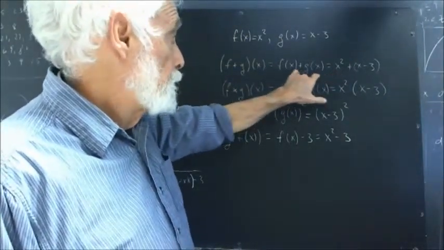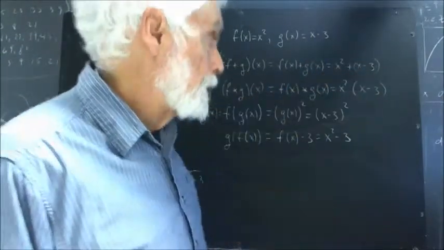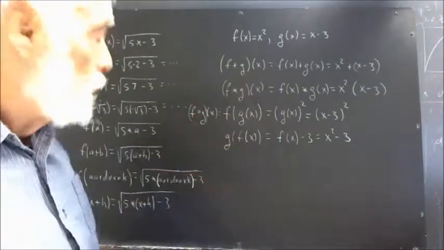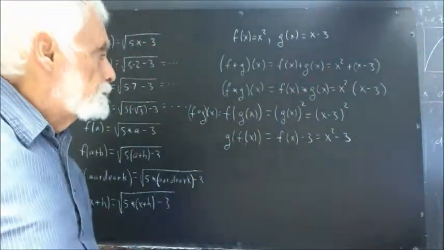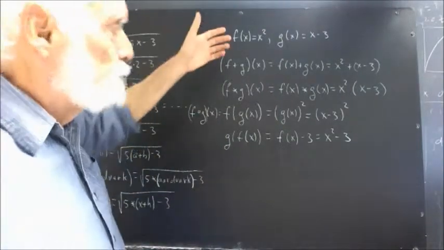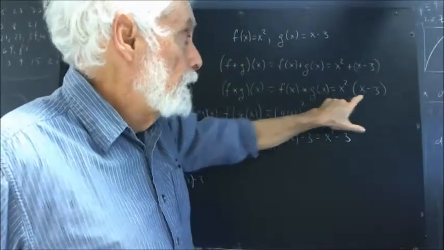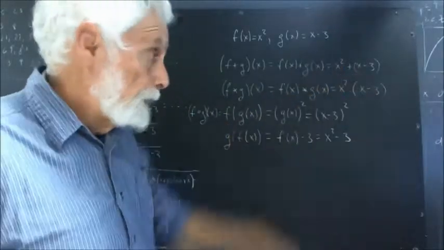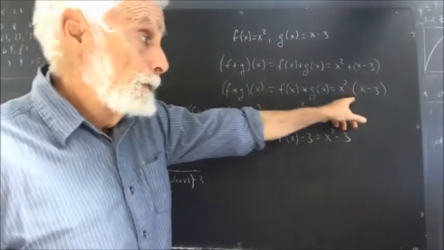Okay, so f of x is x squared, g of x is x minus 3, so f plus g of x is x squared plus quantity x minus 3. Simple enough. F times g of x, well, what do you think? It's going to be f of x times g of x, okay? And you simply, f of x is x squared, g of x is x minus 3, you get x squared times x minus 3. Now you could expand that to x cubed minus 3x squared, but that's sufficient at this point to write it out this way until you know what you're going to do with it.